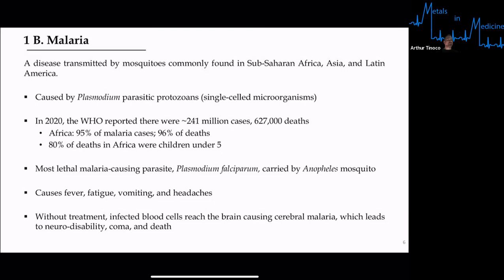The most lethal malaria-causing parasite is Plasmodium falciparum, which is carried by the Anopheles mosquito. Some of the symptoms are just the common ones of parasites: fever, fatigue, vomiting, and headaches. Without treatment, infected blood cells reach the brain, and that causes cerebral malaria, which leads to neurodisability, coma, and then long-term to death.